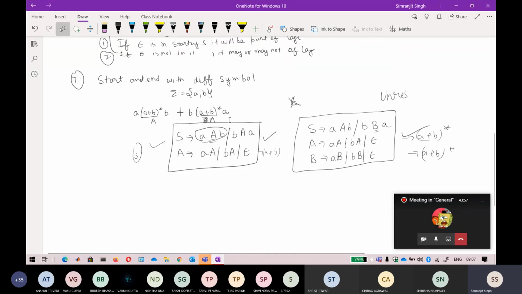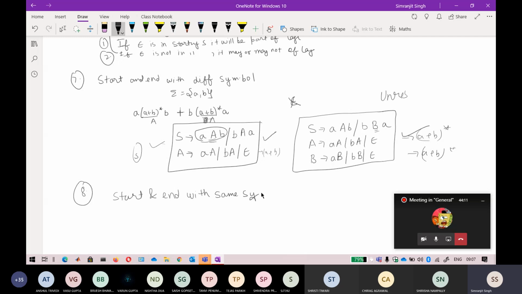Okay, so in the eighth question you would do that start and end with same symbol. I think that most of you will do a little bit of a mistake here, I know, but just try it. There is one thing that you will always forget. Okay, so just try it and tell me what will be the grammar here. Okay.